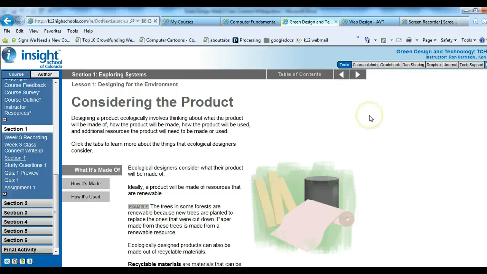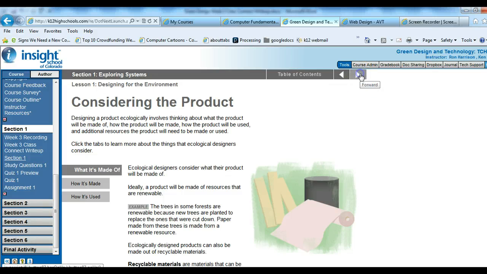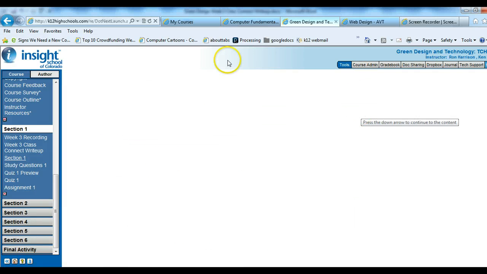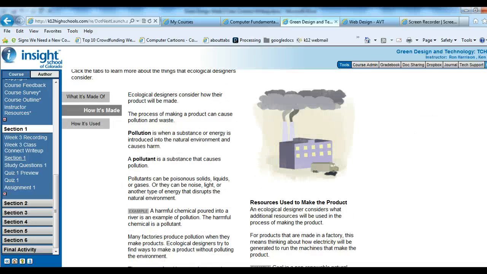Now, considering the product. So before man makes a product, you need to think about two things. What is it made of? How is it made? How is it used? So man thinks about that, then mankind can start developing better products that are more environmentally conscious. So you have to consider how the product is made.